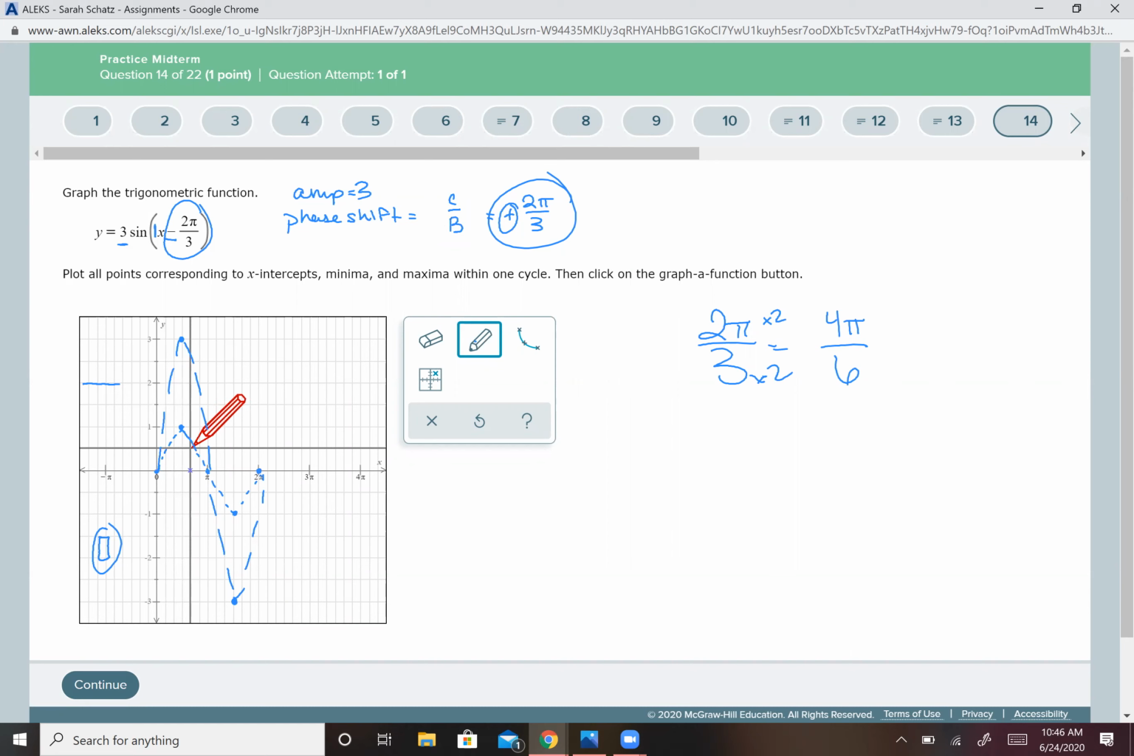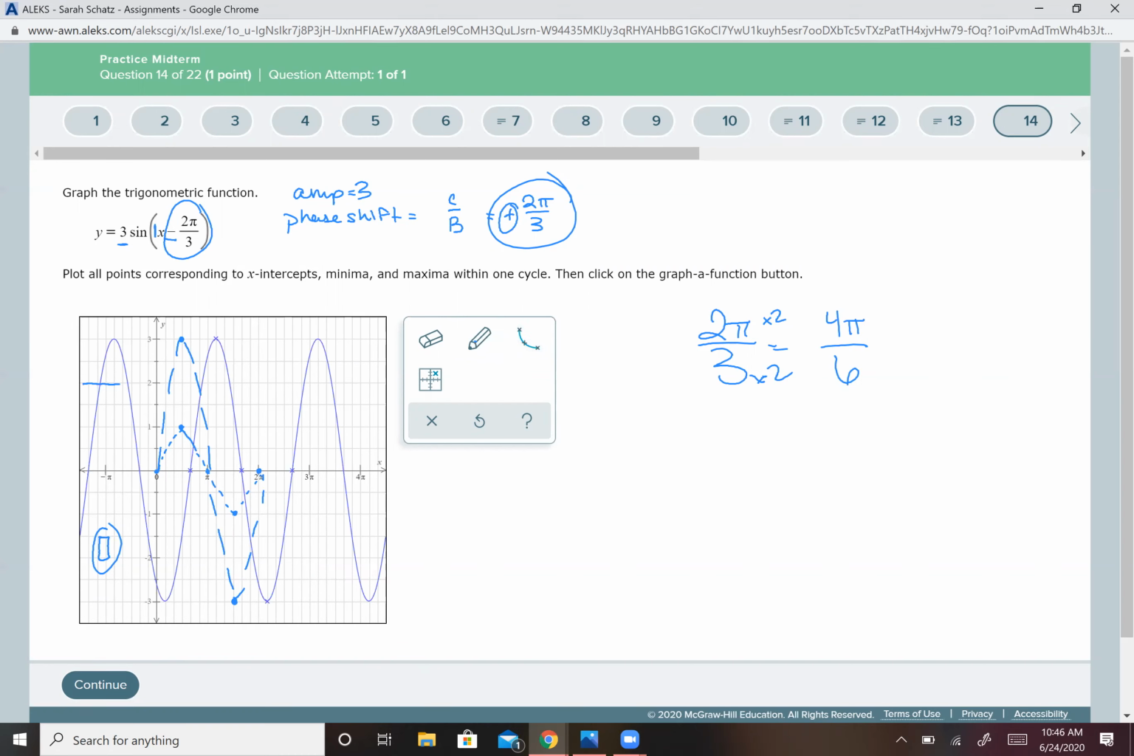From there, take your next point. So we had this high point at 3. Move it over 1, 2, 3, 4. Now we're here. From there, go to this x-intercept. Move it over. 1, 2, 3, 4. Now it's here. We had our low point. Take your low point. 1, 2, 3, 4. And it's here. And then your last intercept. 1, 2, 3, 4. Now it's here.